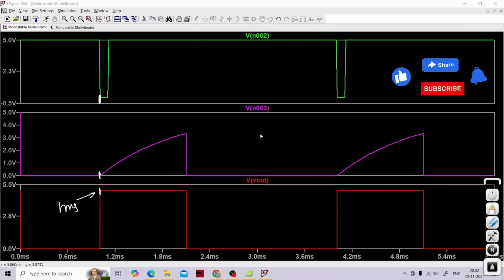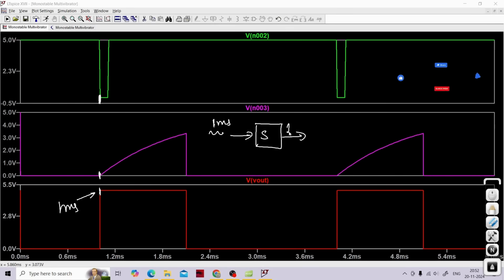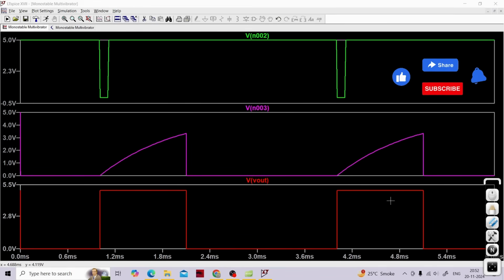That means what? If this is my system, and I'm giving some input at 1 millisecond, exactly at 1 millisecond I'm getting the output as well. That means this particular system is highly responsive, right? It takes very little or negligible time to give the output. If you provide certain input, within no time it will provide you the output. This is what we can see, and this is very important. So the 555 timer IC is a very responsive circuit.